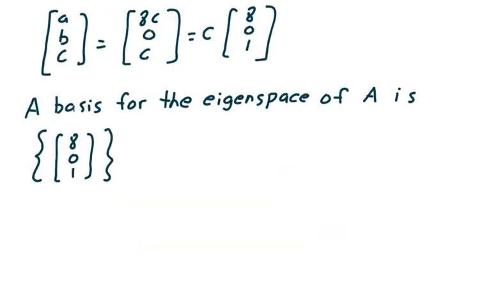Now, the column vector A, B, C is equal to the column vector 8C, 0, C. And if I factor out the C, I get C times the column vector 8, 0, 1. A basis for the eigenspace of A is the set containing the column vector 8, 0, 1.